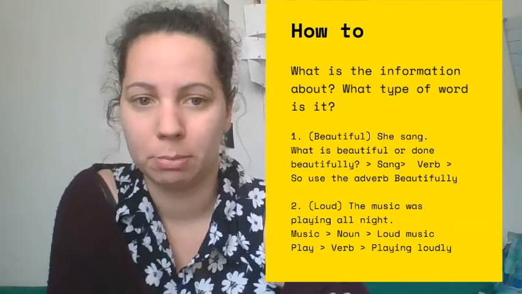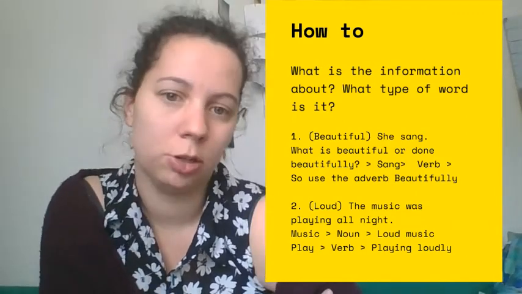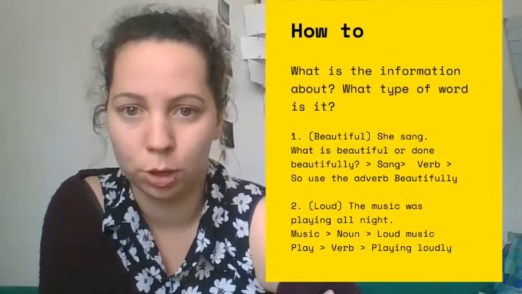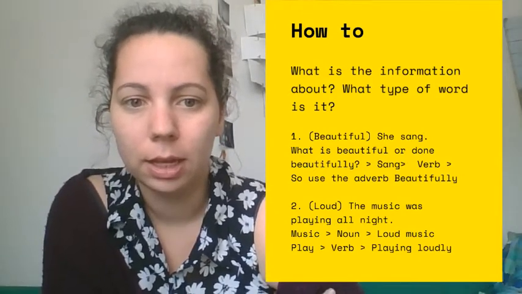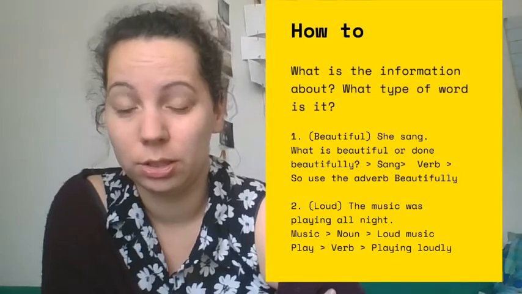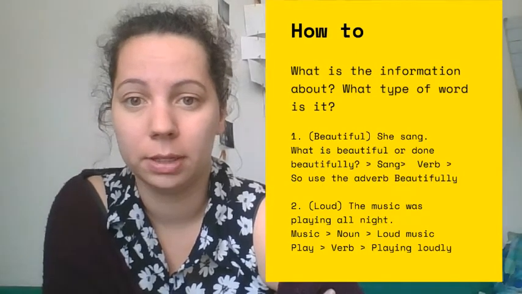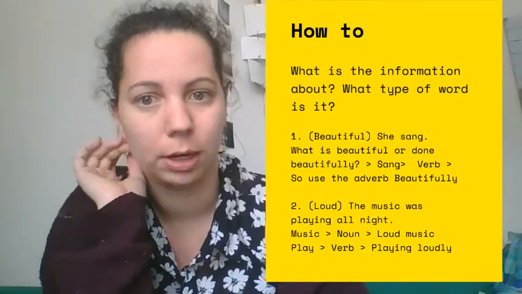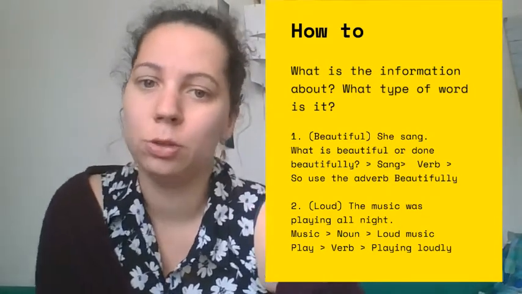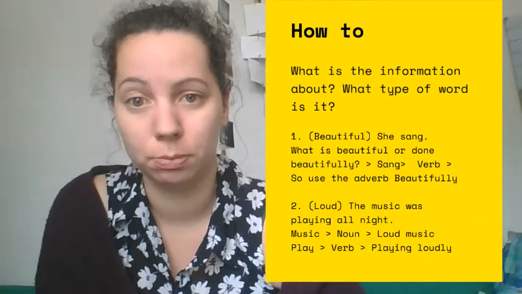Then a second example. So the sentence that you get from your teacher is the music was playing all night. And you have to fill in the word loud. Now there are two solutions. Solution number one says that, oh yeah, okay, loud can be about music. There can be really loud music somewhere. And in that case, we have to use loud because music is a noun.